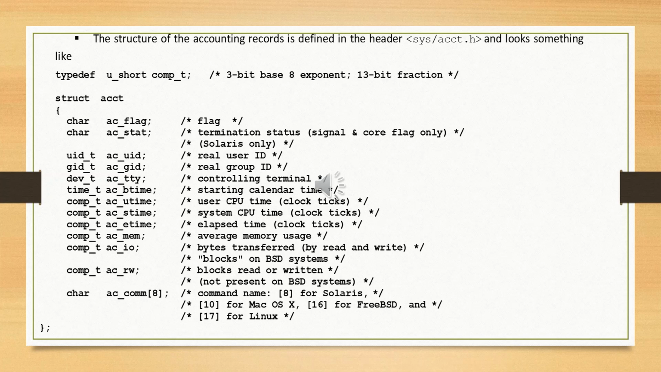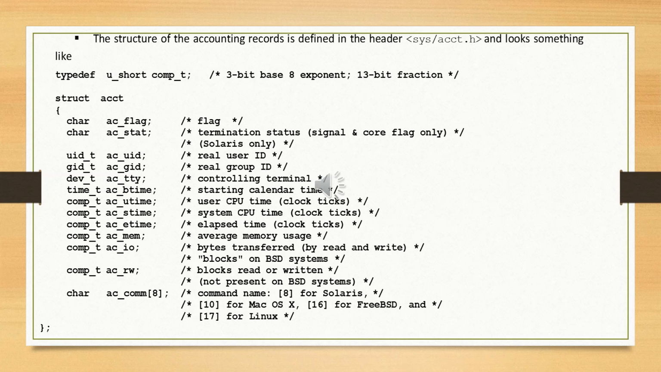Then the structure acct contains different parameters. One is the character ac_flag, which indicates the flags we are using. The char ac_stat is the termination status of a specific signal and core flags, only available in Solaris. Then uid_t ac_uid is the real user ID. The second one is gid_t ac_gid, the real group ID. ac_tty indicates the controlling terminal of the process.